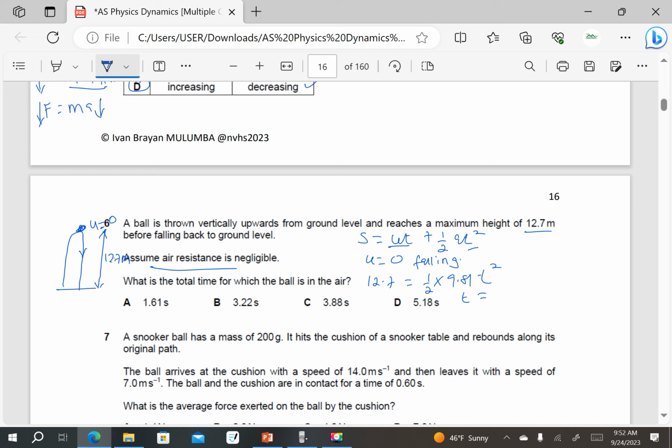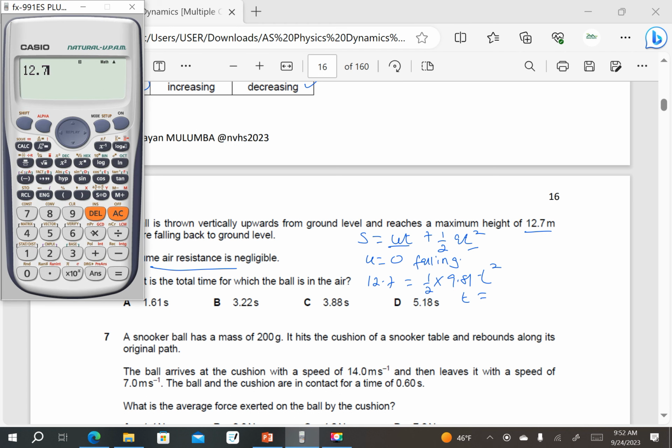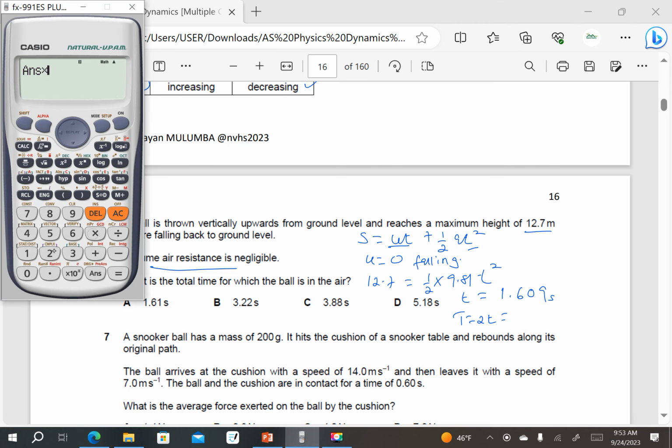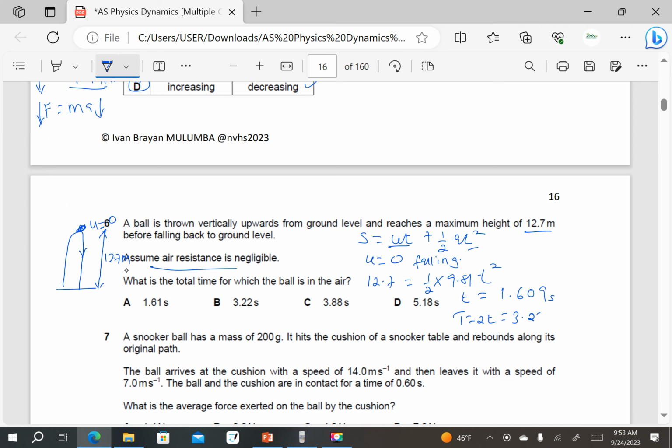So let's find t. I'll just say 12.7, multiply this by 2, divide by 9.81, and I find the square root of the answer. So that is 1.609 seconds. That is the time to fall from the top to the bottom. But since air resistance is negligible, the time to reach the maximum height is the same as the time to reach downward. So the total time is going to be twice t. So I'll multiply that by 2. And this is giving me 3.22 seconds. So the answer is going to be B.